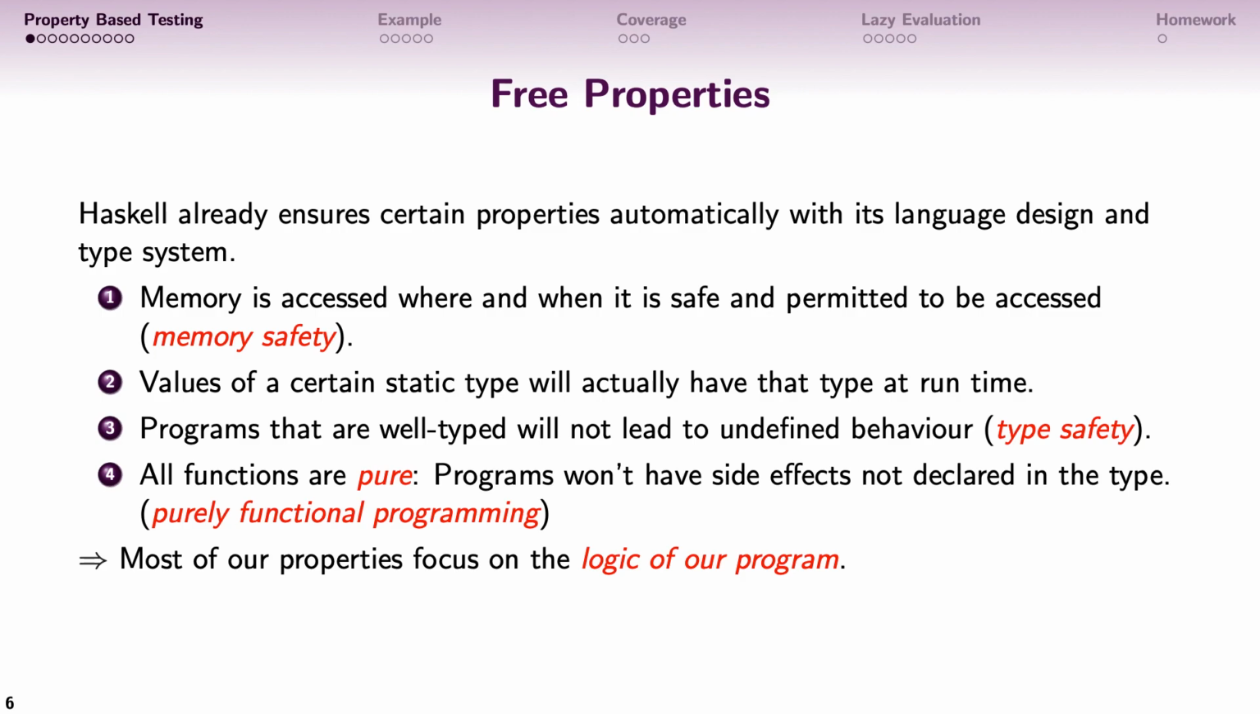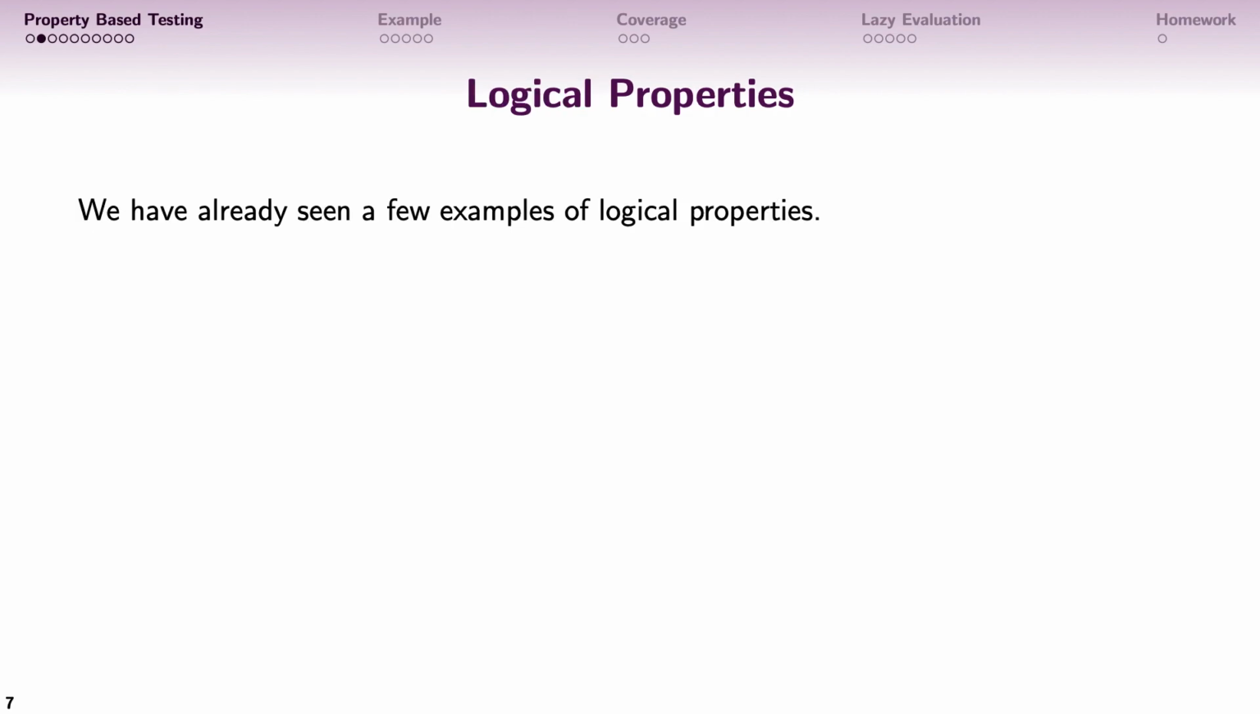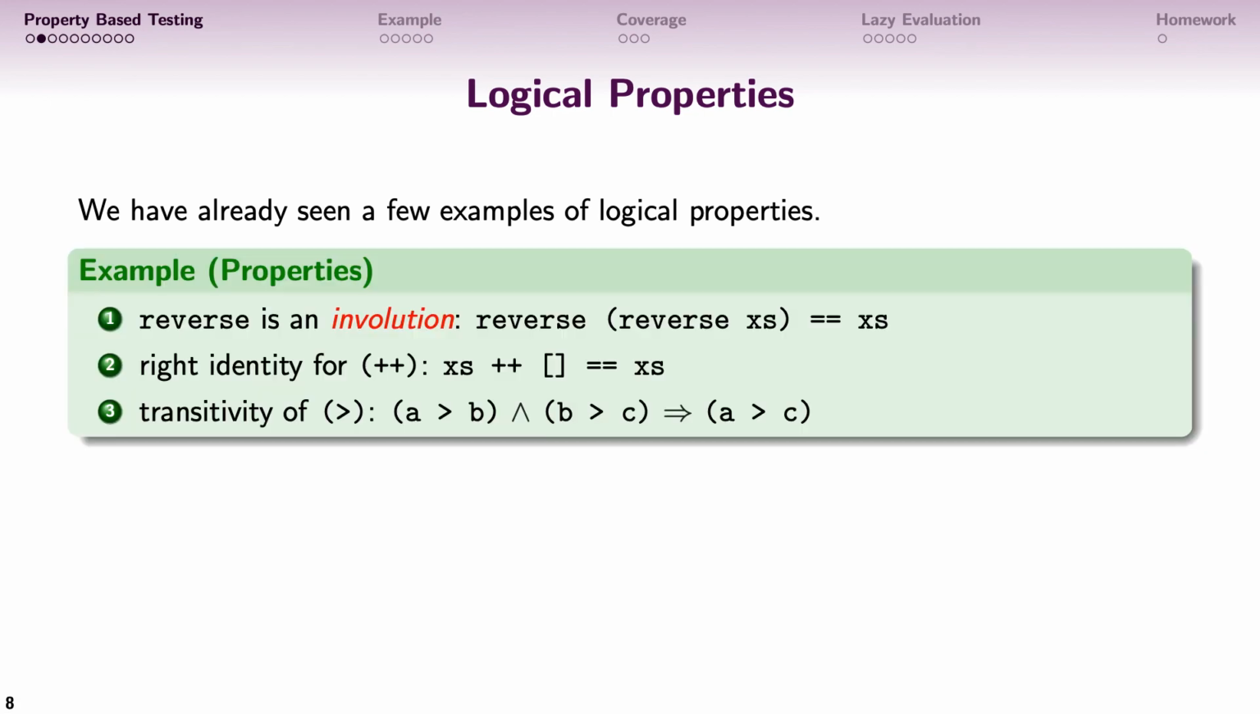So if we're talking about logical properties, by which I mean properties pertaining to the business logic of our program, then we've already seen a few examples of these. They come in the form of type class laws, as well as some of the properties that Curtis would have proven in his previous lecture. So I believe Curtis proved that reverse is an involution. That is, if you reverse a list twice, you'll get back the same list. And then the type class law for plus plus, the right identity of plus plus: xs plus plus the empty list is xs. And transitivity of greater than is another example of a logical property.